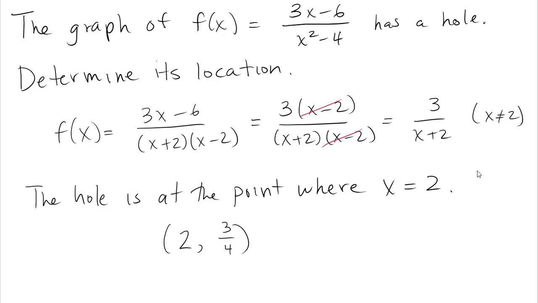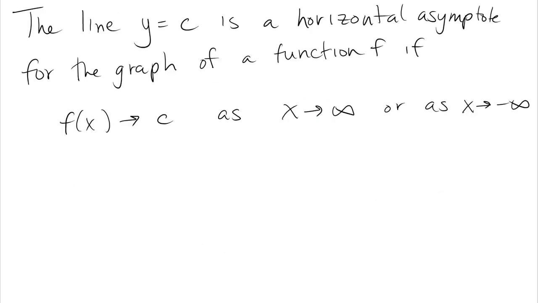The other topic we're going to cover in this video is horizontal asymptotes. What is a horizontal asymptote? Well, we say that the line y equals c is a horizontal asymptote for the graph of a function f if f of x approaches some number c as x goes to infinity or as x goes to -infinity.